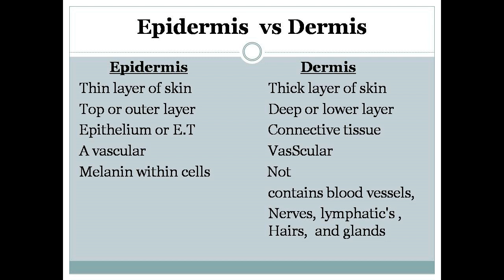And the cells of the epidermis layer contain melanin, which is a color pigment, but on the other hand the cells of the dermis layer do not contain melanin. And along with blood vessels, the dermis layer of the skin also contains nerves or nerve fibers, lymphatic vessels, hairs, hair follicles and glands.